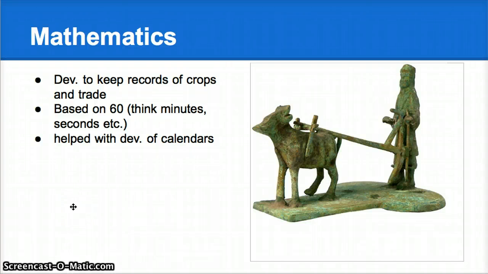Mathematics. Developed to keep records of crops and trade. It was based on the number 60, thinking minutes and seconds. That's how we tell time. And this helped with the development of calendars.